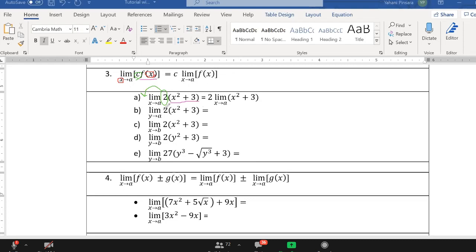So try to find the answer for B, C, D, and E. Just roughly write the answer and type the answer in chat. And if you have any question, please ask me.